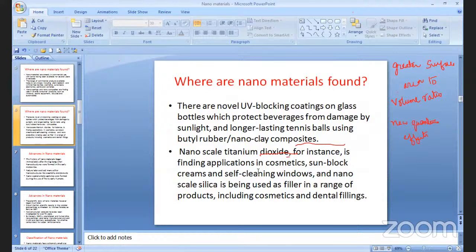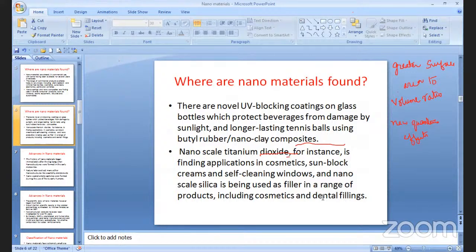Self-cleaning windows are windows that do not allow dust particles to settle there. And nanoscale silica is being used as a filler in a range of products, including cosmetics as well as dental fillings. Dental fillings means what dentists use. So in that case, we are using these nanoparticles.